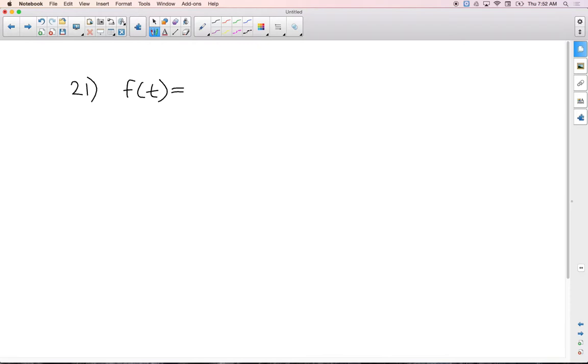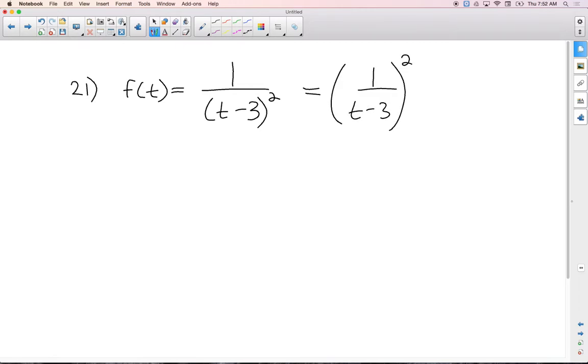1 over t minus 3. Yeah, that was good. Alright, there's 2 options for this. Whole thing squared? Well, that doesn't matter because the 1 squared is still 1. Okay, this is the same thing as 1 over t minus 3 squared, because you square the 1, then you can just square the bottom. Agree? Okay.